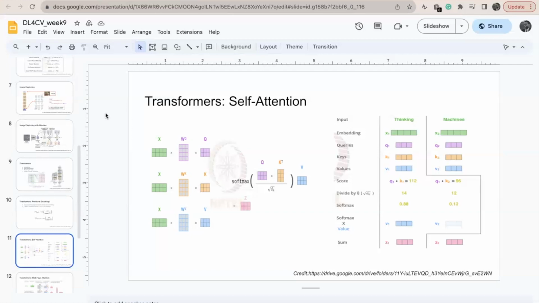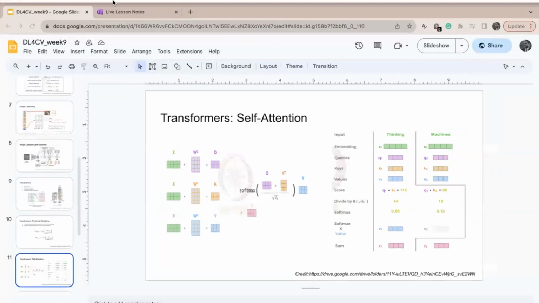To do that, we first divide the sentence. So let's say, coming back to our notebook.